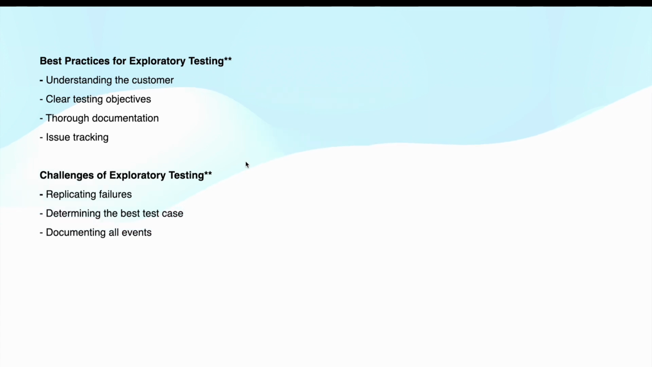Clear testing objective. Testers need to have a clear mindset and understanding of the testing mission for effective exploratory testing. Maintain clear notes on what needs to be tested and why it is essential. Thorough documentation. Proper notes should be taken to document test coverage, risks, test execution logs, issues and queries. Issue tracking. Testers should maintain a proper record of questions and issues raised during testing.